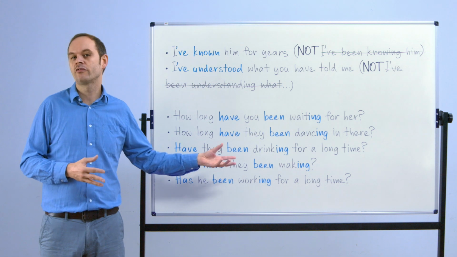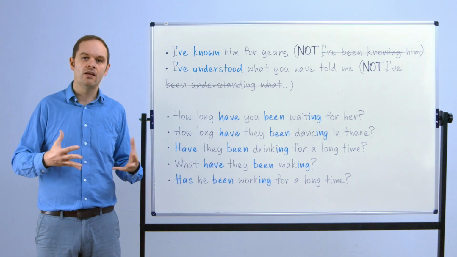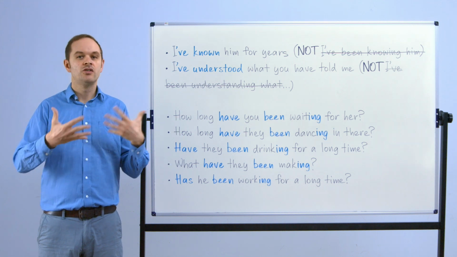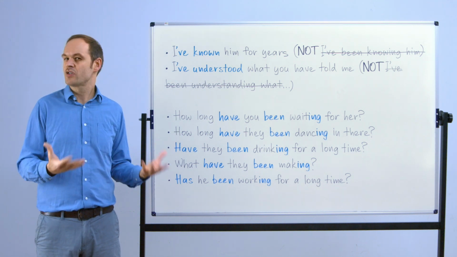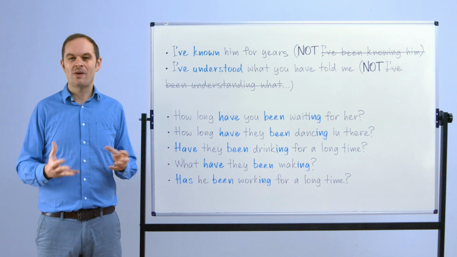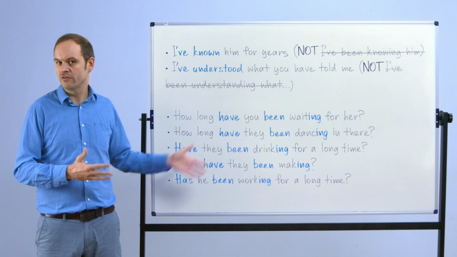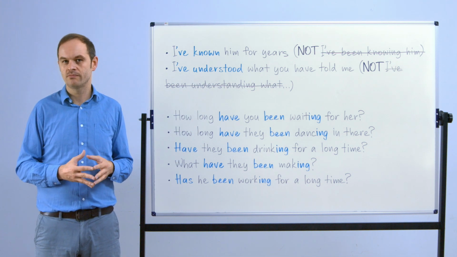Has he been working for a long time? So again, we're asking this question because we're interested in the length of time, the duration of the activity, whereas the present perfect simple would ask us about more completed tasks. So in this way, that's why we've used the present perfect continuous in these questions.